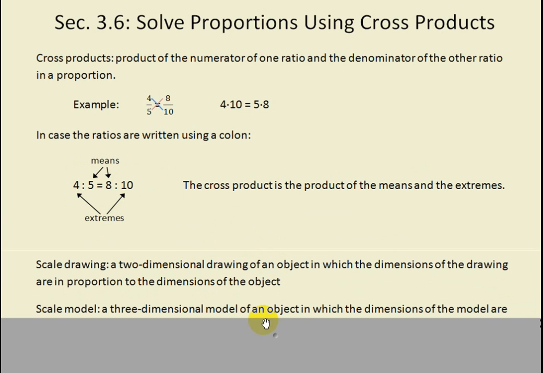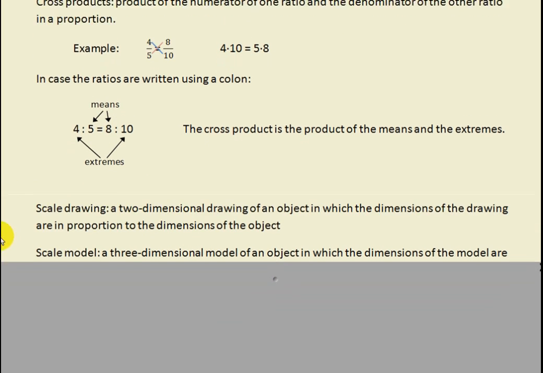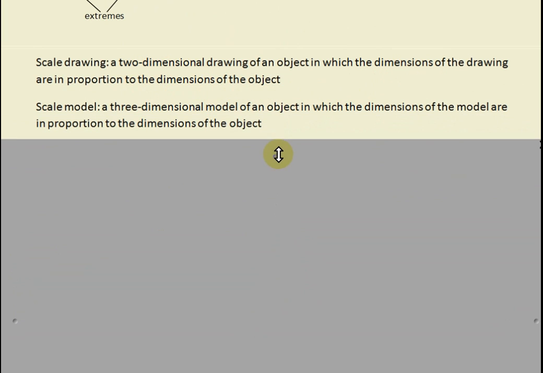Okay, one place that we're going to use proportions is when we're looking at scale. So first of all, we can have a scale drawing, and this is a two-dimensional drawing of an object, and in this drawing the dimensions of the drawing are proportional to the dimensions of the object. A scale model is very similar, except that it's a three-dimensional model. But again, the dimensions of the model are in proportion to the dimensions of the object.